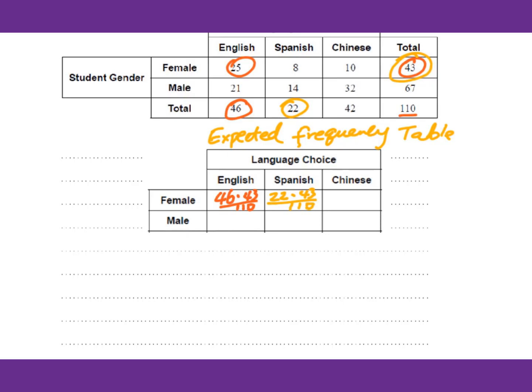For Chinese and female, you will do 42 times 43 divided by 110. Then use the same way you can figure out the male and English. So using this way, you will set up this expected frequency table.